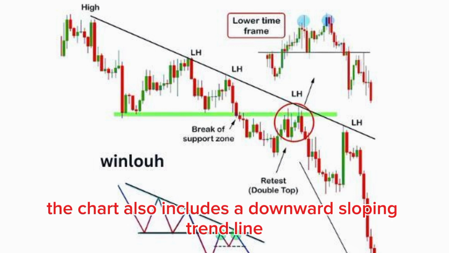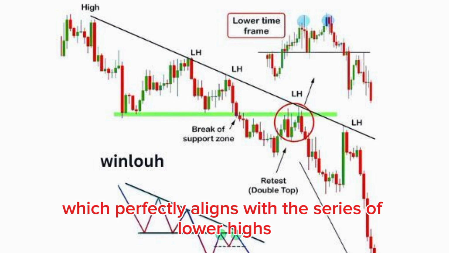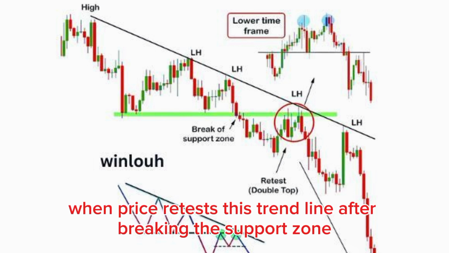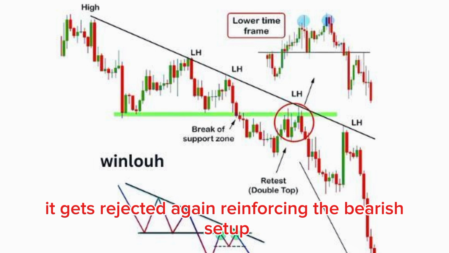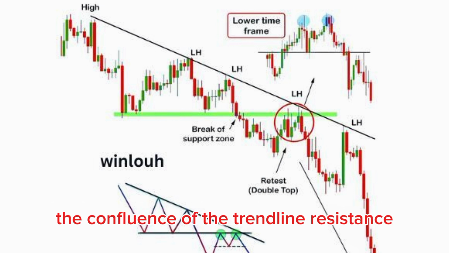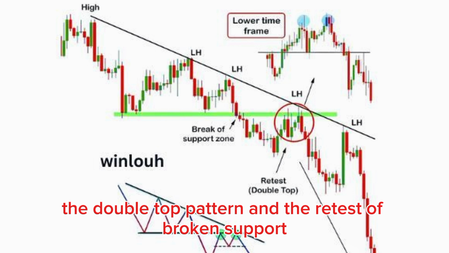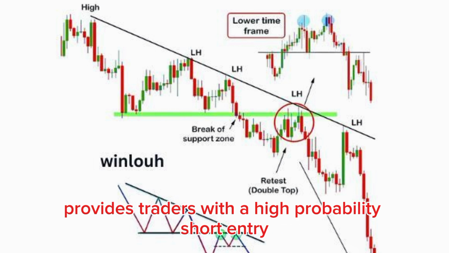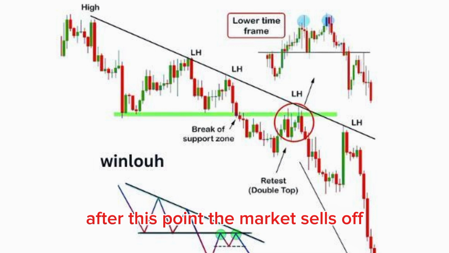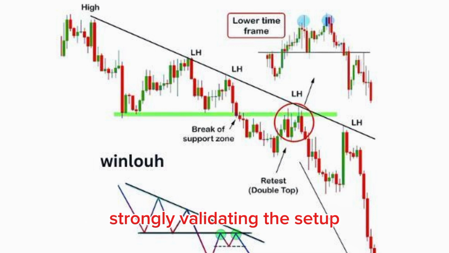The chart also includes a downward sloping trend line, which perfectly aligns with the series of lower highs. When price retests this trend line after breaking the support zone, it gets rejected again, reinforcing the bearish setup. The confluence of the trendline resistance, the double top pattern, and the retest of broken support provides traders with a high probability short entry. After this point, the market sells off strongly, validating the setup.